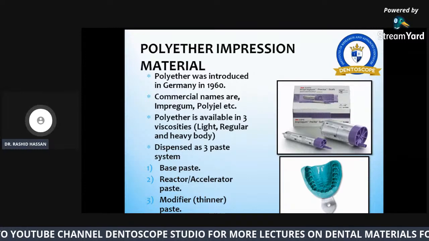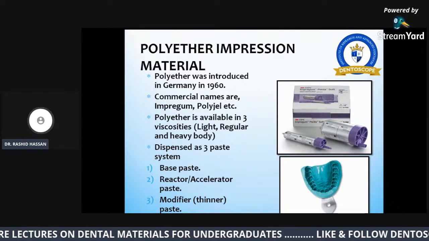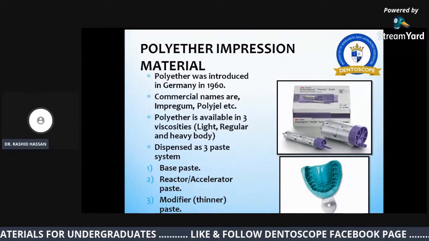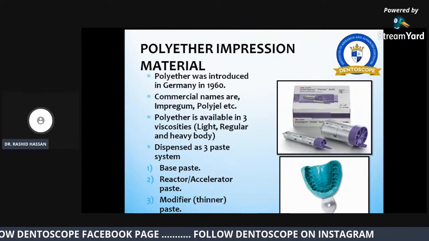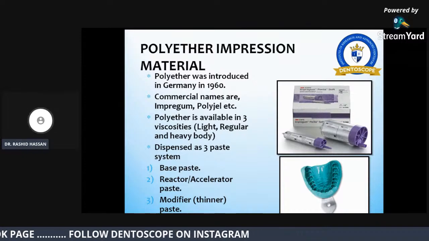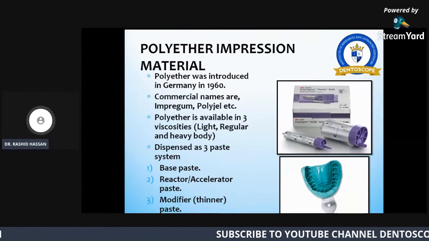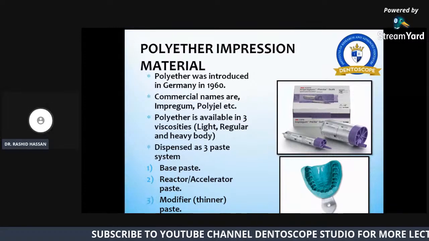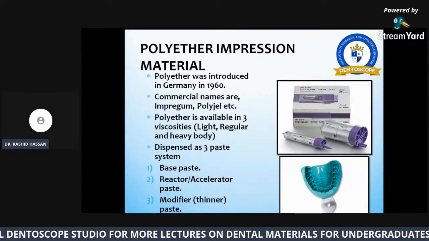Then lastly, the fourth one is the polyether impression material, which was introduced very late in 1960s in Germany, and commercially they were named as Impregum and Polygel. Well, these were the commercial names of the polyethers. Well, this is the only elastomeric impression material.